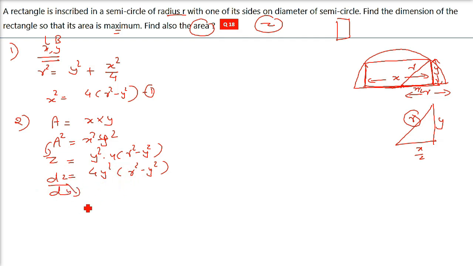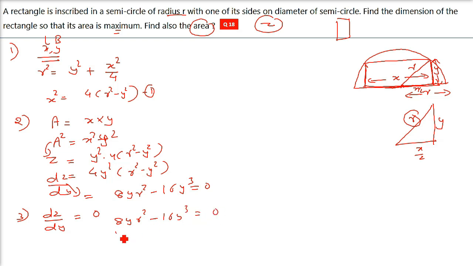For that we need differentiation, that is we need to differentiate this. And once we differentiate it, what do we get? See, this is 8y square minus 16y cube, and the third step or the continuity step is to have a 0 on the right hand side. So 8y square minus 16y cube is equal to 0.